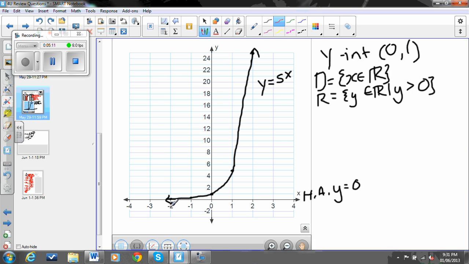So negative 2 is at negative 0.92, negative 1 is at negative 0.6, 0 is at 1, 1 is now up at 9, and 2 is at 49, which is off of our graph. So my new graph is going to look something like this.